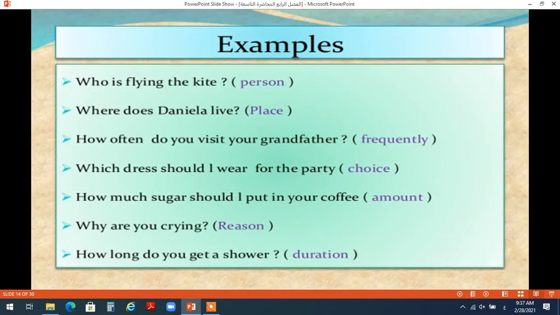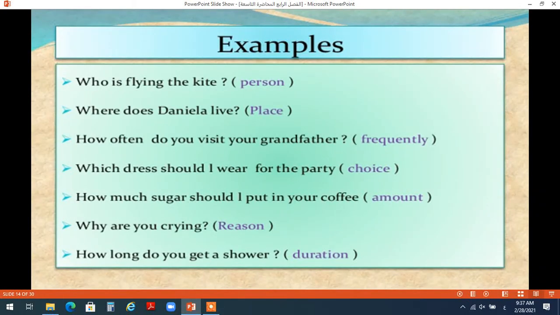As you see here, there are some examples regarding the use of WH words. Who is flying the kite? So as we said, who is used to ask about the subject and it is about persons. تستخدم للسؤال عن الفاعل العاقل. Where does Daniela live? Where is used to ask about the place. How often do you visit your grandfather? How often is used to ask about frequency.